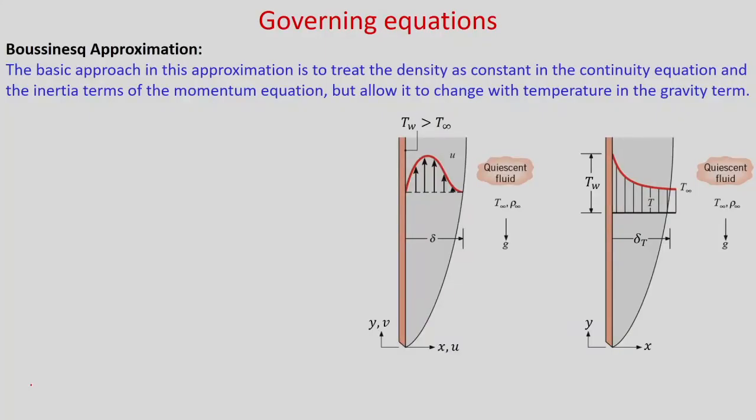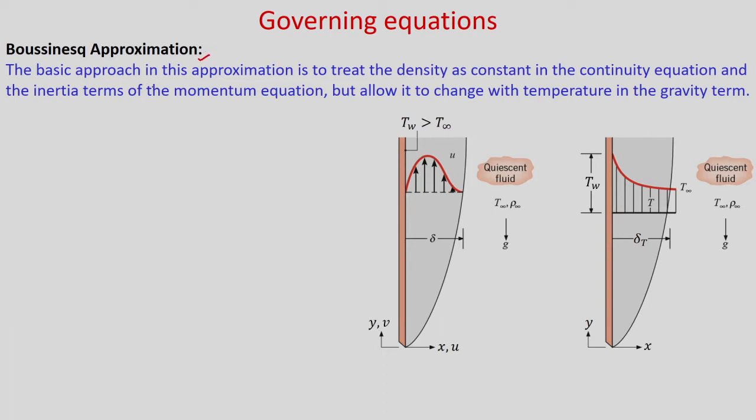it will become incompressible, but as a temperature difference will be there, there will be a density difference, and that density difference effect will be taken into account in the buoyancy term only, and the other terms like the continuity equation and the inertia term of the momentum equation will take rho as constant. So, in natural convection, whatever we discussed just now is known as the Boussinesq approximation.